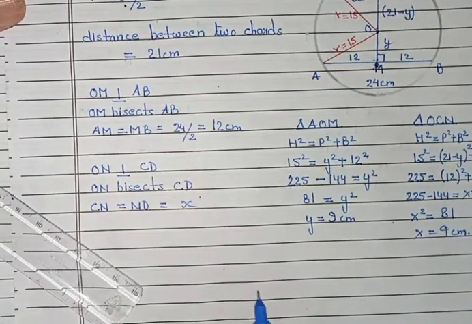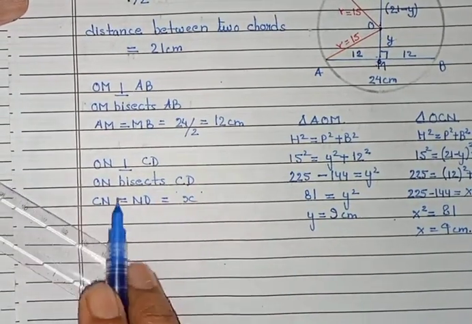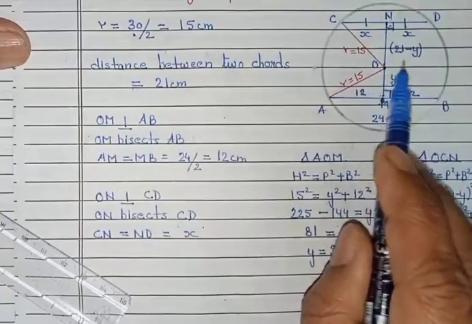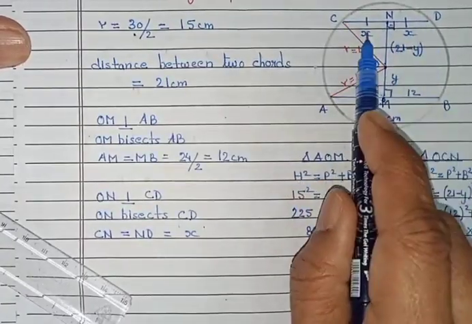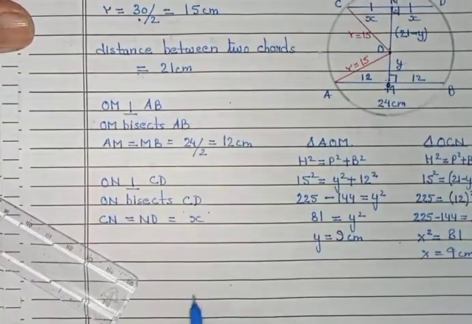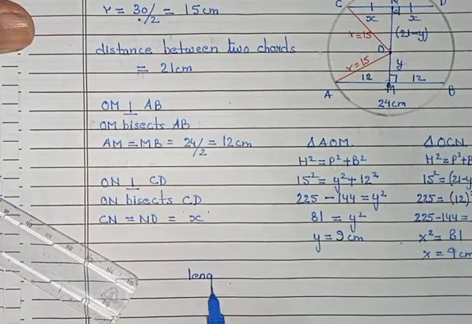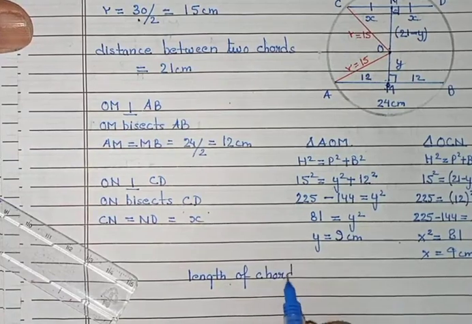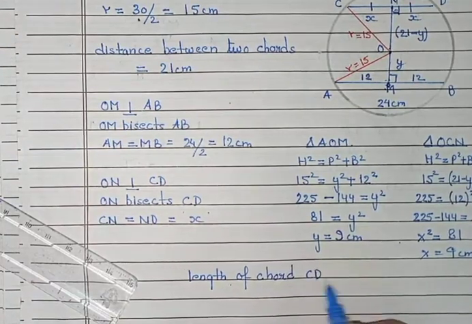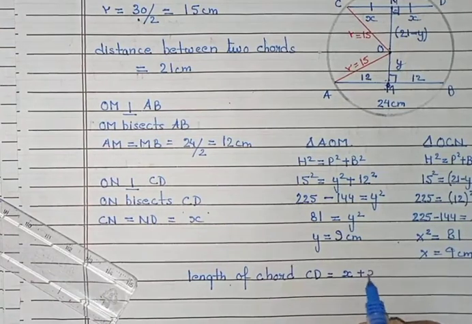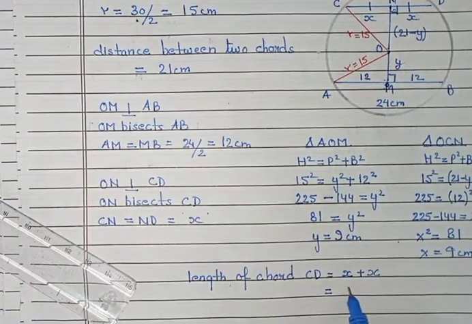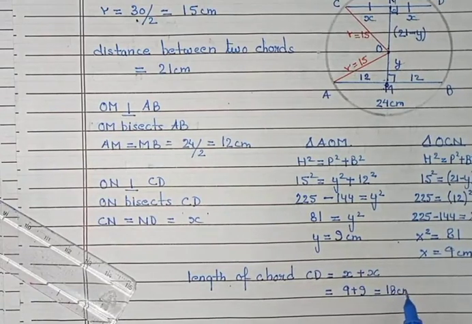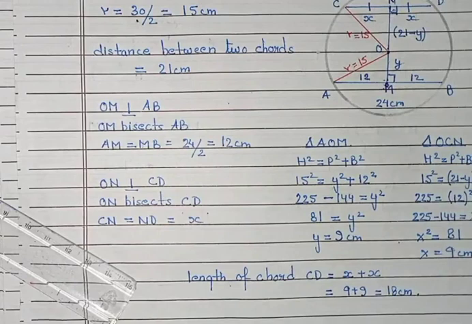Now you have to calculate the length of the chord CD. As you can see, the length of chord CD will be x plus x. So length of chord CD is equal to x plus x. So that will give you 9 plus 9, 18 centimeter. This will be the length of second chord.